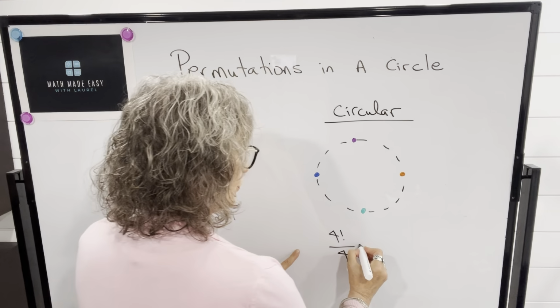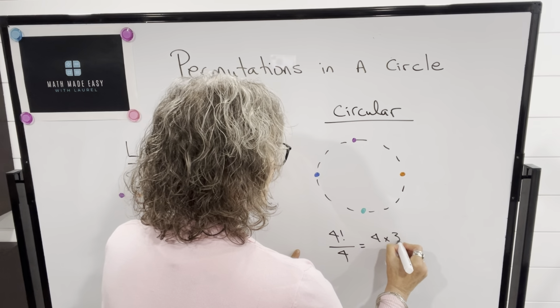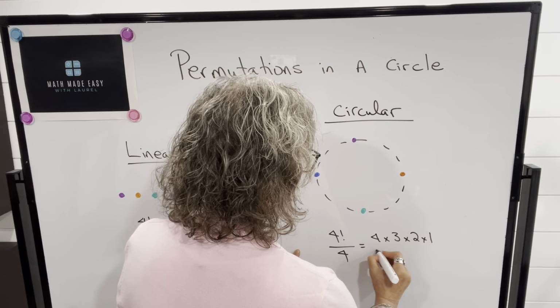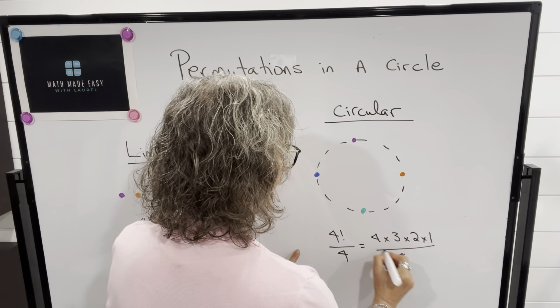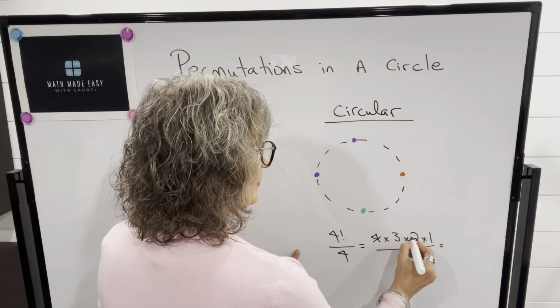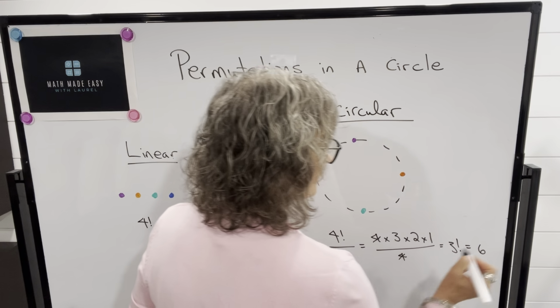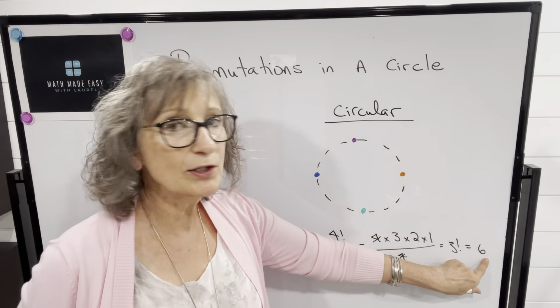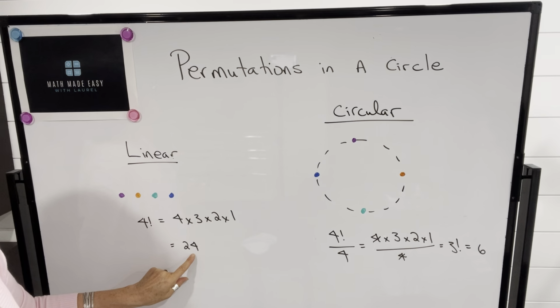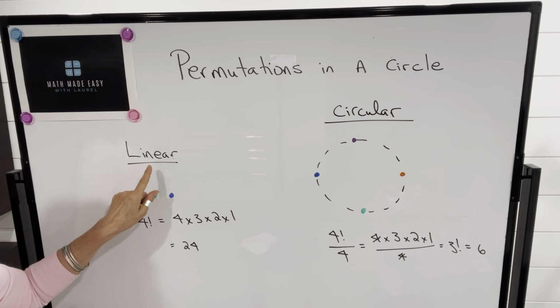Now 4 factorial is 4 times 3 times 2 times 1. When we divide by 4, the 4 cancels. 3 times 2 times 1 is 3 factorial, or 6. Notice 1/4 of the value of the number of permutations if they're done linearly.